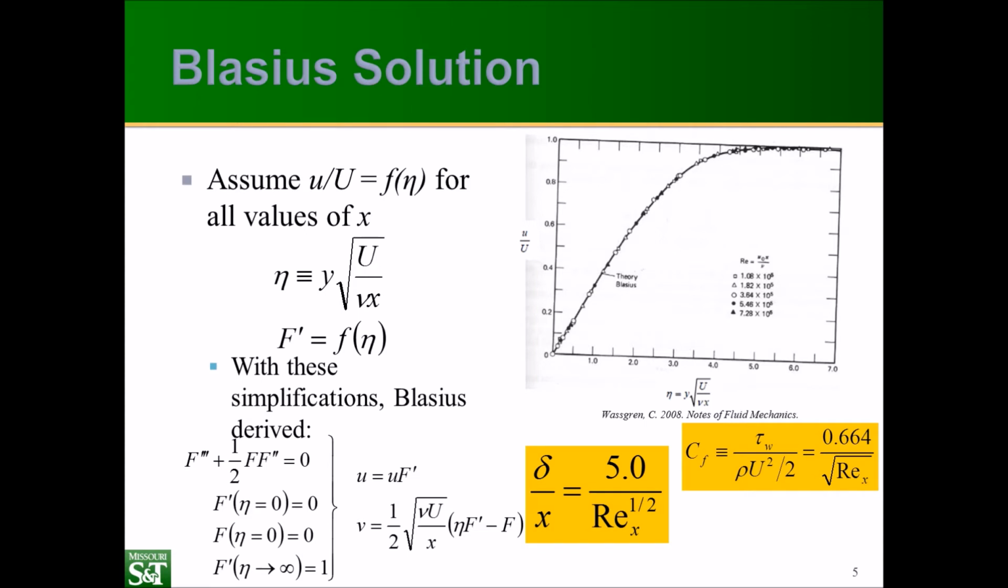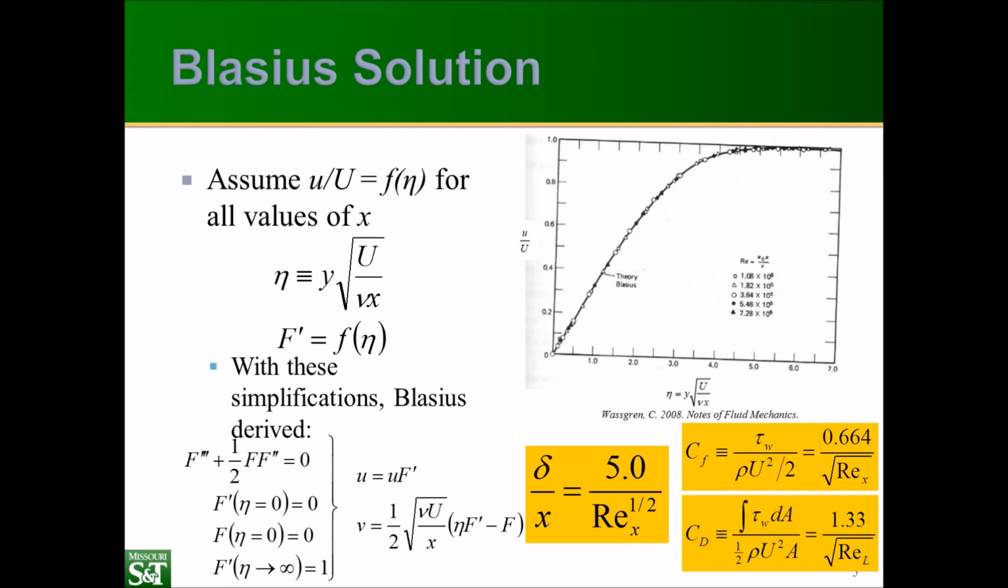Then we can integrate this from 0 to some position L along the plate to get the drag coefficient. And so now we can get the drag force. The integral of shear over area is the drag force. So now we have an equation for the drag force on a flat plate with a laminar boundary layer.